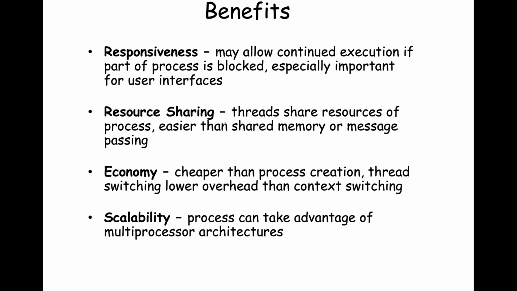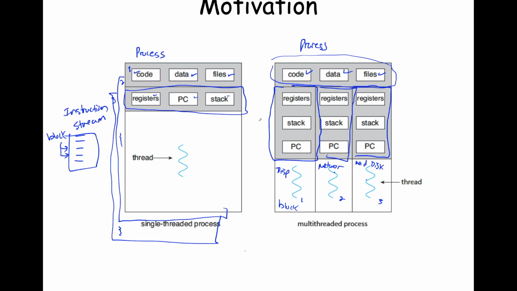Resource sharing. Threads can share resources of their process. We said those threads are a replication of that instruction stream context, the register file, stack, and program counter. And therefore, they share the same code, instructions, data, dynamically allocated memory, and the files. So all of these execution contexts, in this case, thread 1, 2, and 3, are going to see the same code, the same dynamically allocated data, and the same files.